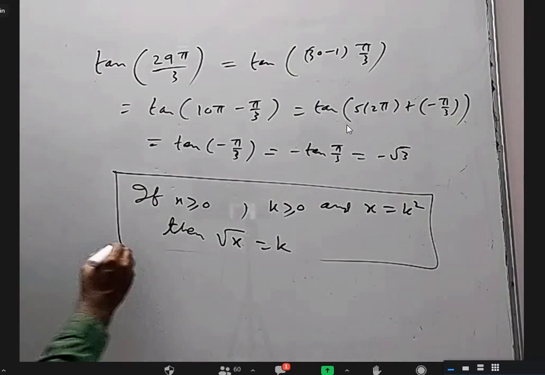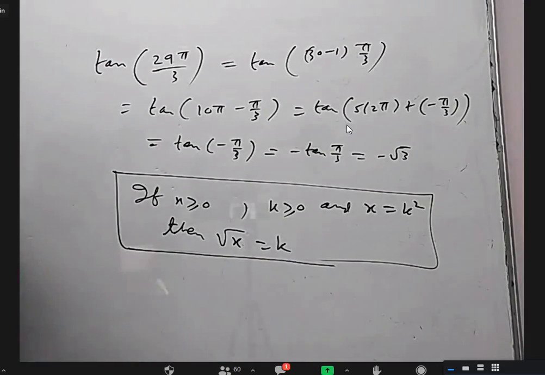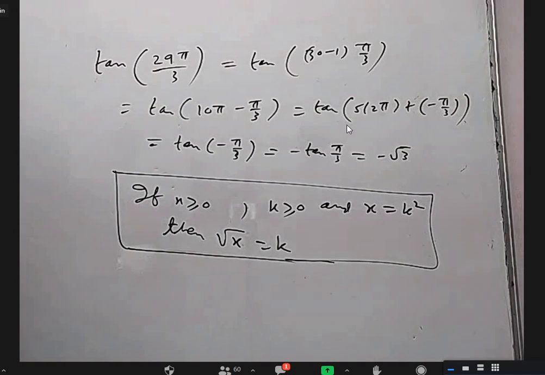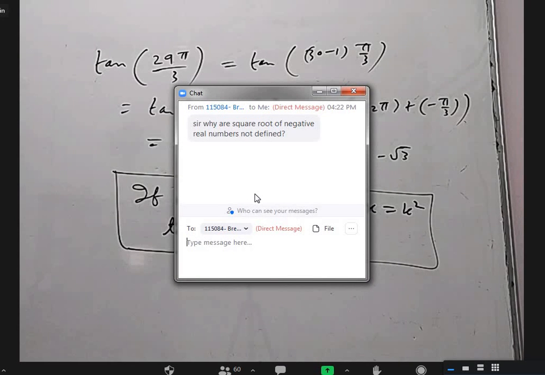Let us see this part carefully. So we want to write this condition. Write it, because actually you have to remember it.